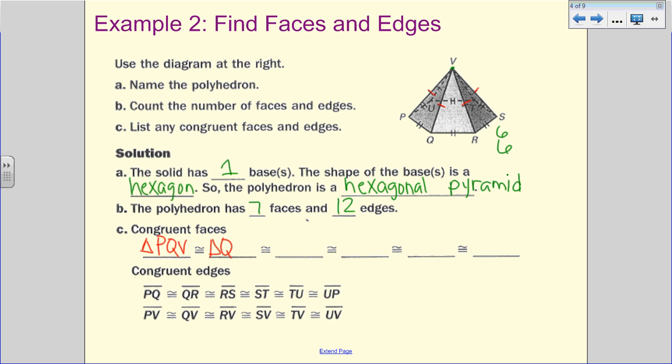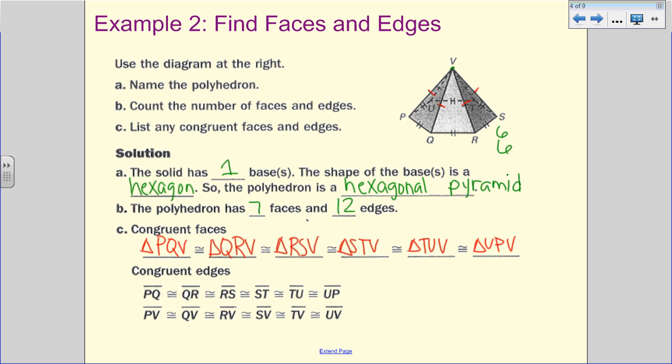Actually, if we want P to Q, I need to go Q to R. So QRV, with the vertex at the top of the pyramid as our last letter, is congruent to triangle RSV. S goes to T here, so this is triangle STV. T goes back to U, so triangle TUV, and then U goes back to P, so triangle UPV.